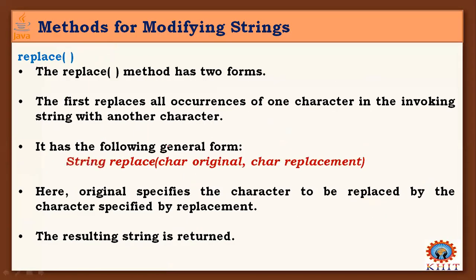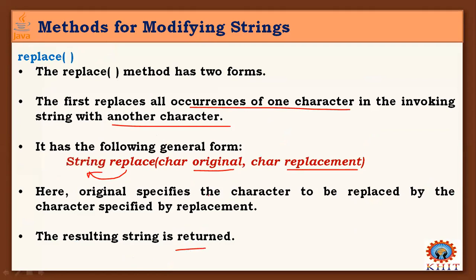Then coming to the replace method. This is the method used to replace a character or a string. So here it has two forms. The first replaces all occurrences of one character in the invoking string with another character. So the given original character is replaced with the given another character. It returns a string.